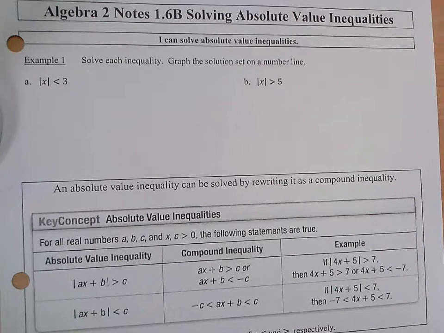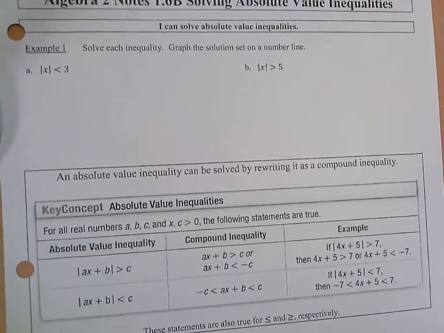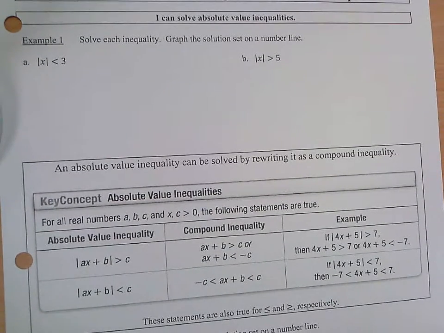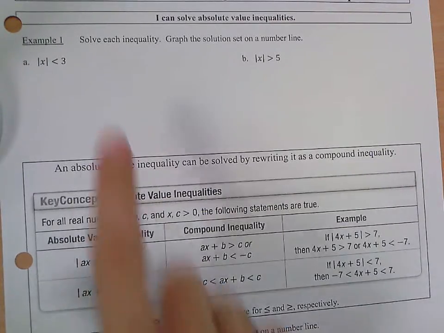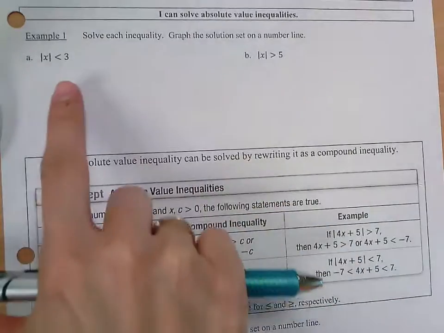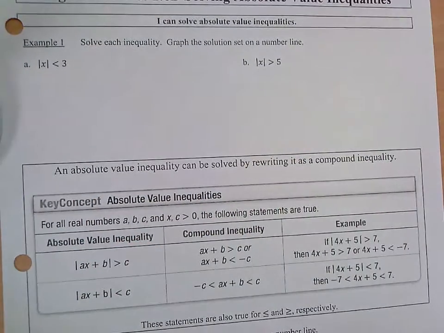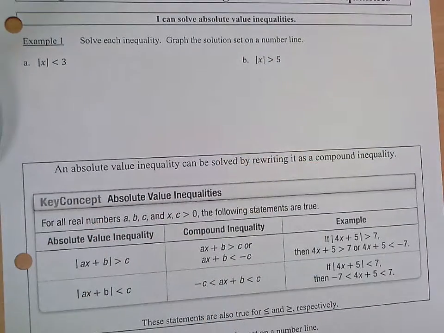Just like absolute value equations have the two cases, you have the positive case, the negative case, or that's how I refer to them. Absolute value inequalities also have two cases. So if we look at example 1, this is just kind of reasoning through why the solution sets are in the form that they're in. So it says solve each of these inequalities. These are the basic absolute value inequalities. Graph the solution set on a number line.